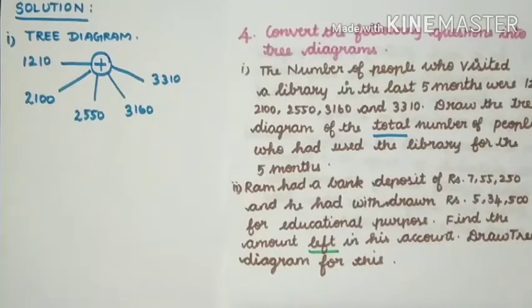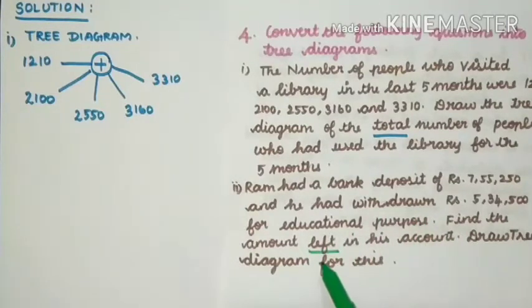To find the balance amount, what do you have to do? Yes, we have to subtract the amount 5,34,500 from 7,55,250. See, in this question we have to draw a tree diagram. No need to find the balance amount. We have to represent the given question in a tree diagram.